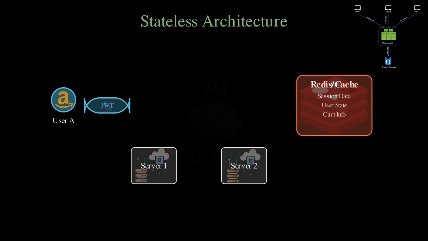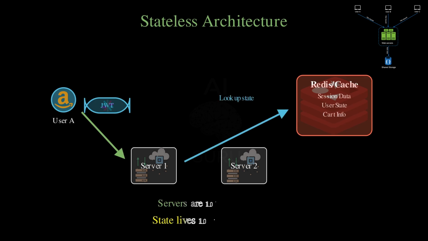So the stateless architecture mandates that all user state, session data, cart contents, user preferences, must be externalized. That state has to live in a shared persistent store, usually something like Redis or Memcached or a fast NoSQL database designed for key-value lookups. So the web server now acts only as a pure processing layer.